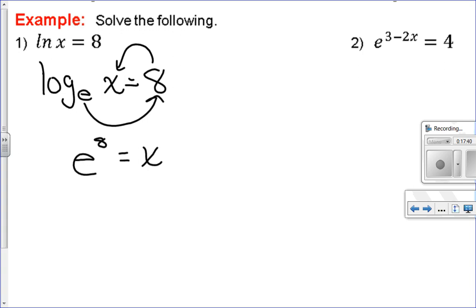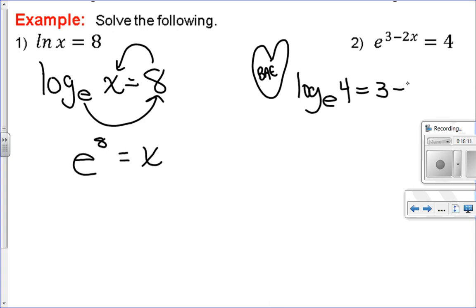Okay, in my next example, I want to solve for x, and x is in the exponent. So remember, if exponential form isn't working for you, switch to log form. And I'm going to do that using BAE. So switching to BAE, I'm going to have log BAE, because we love logs. B stands for base, the base is e. A stands for answer, which is 4. Equals to, E stands for equals to exponent. Now we're trying to solve for x. So log base e of 4 is just ln 4 equals 3 minus 2x.